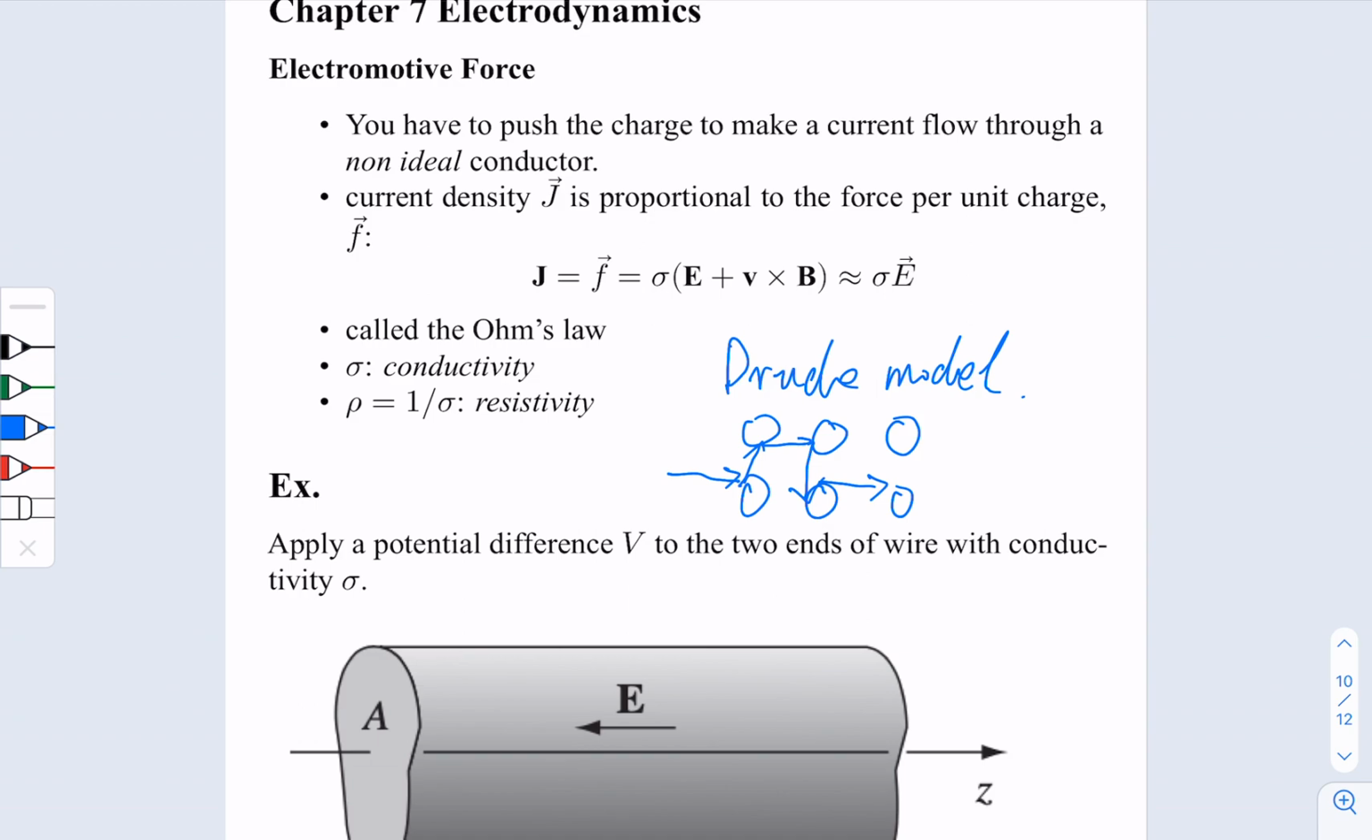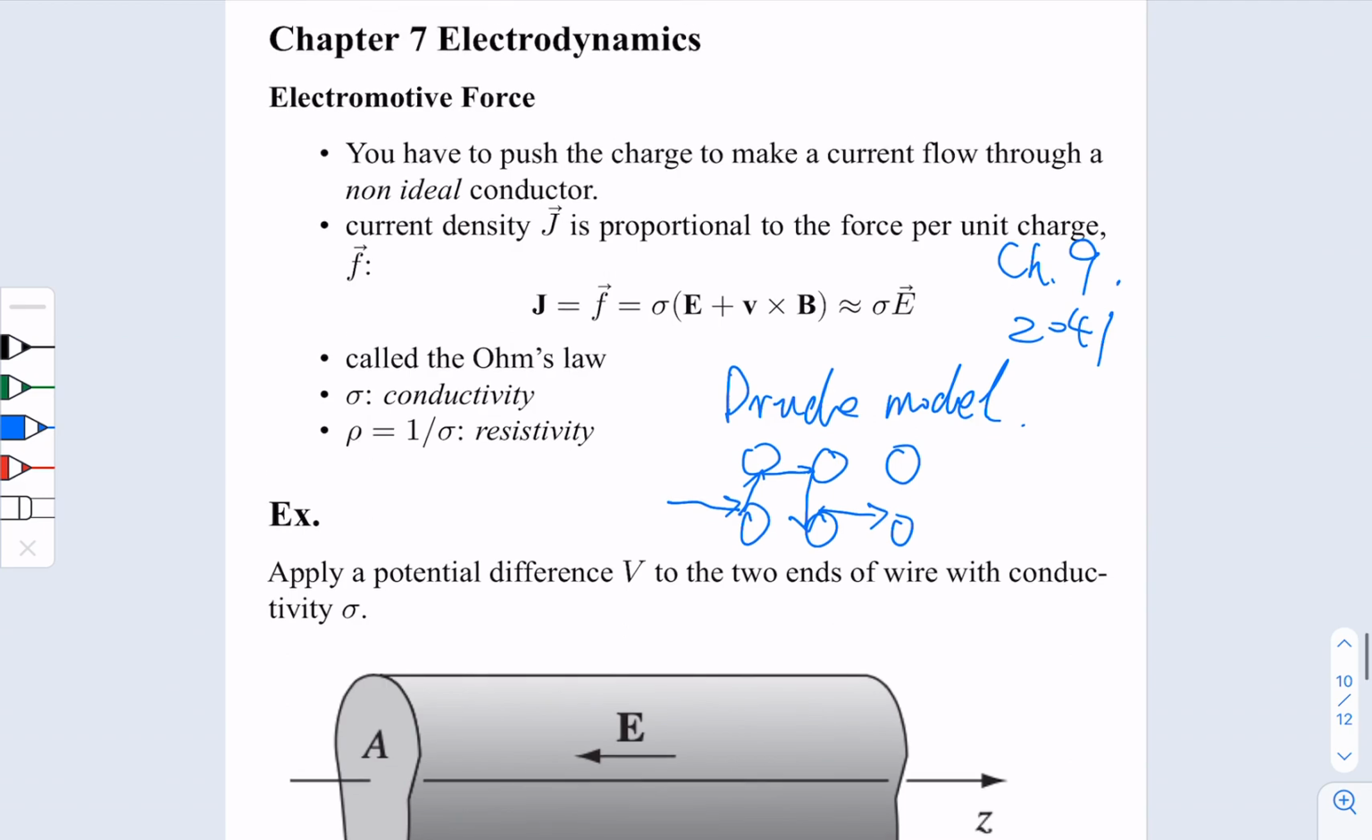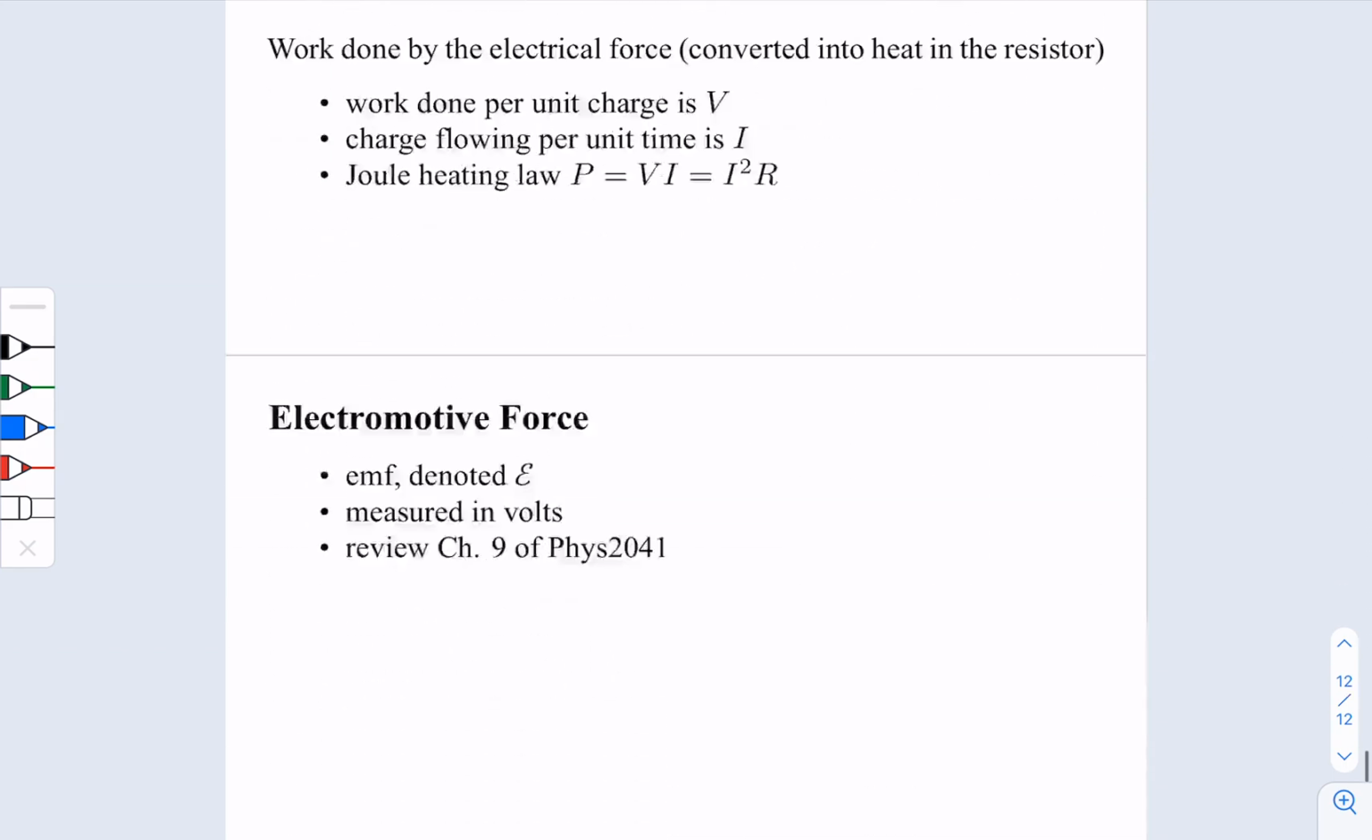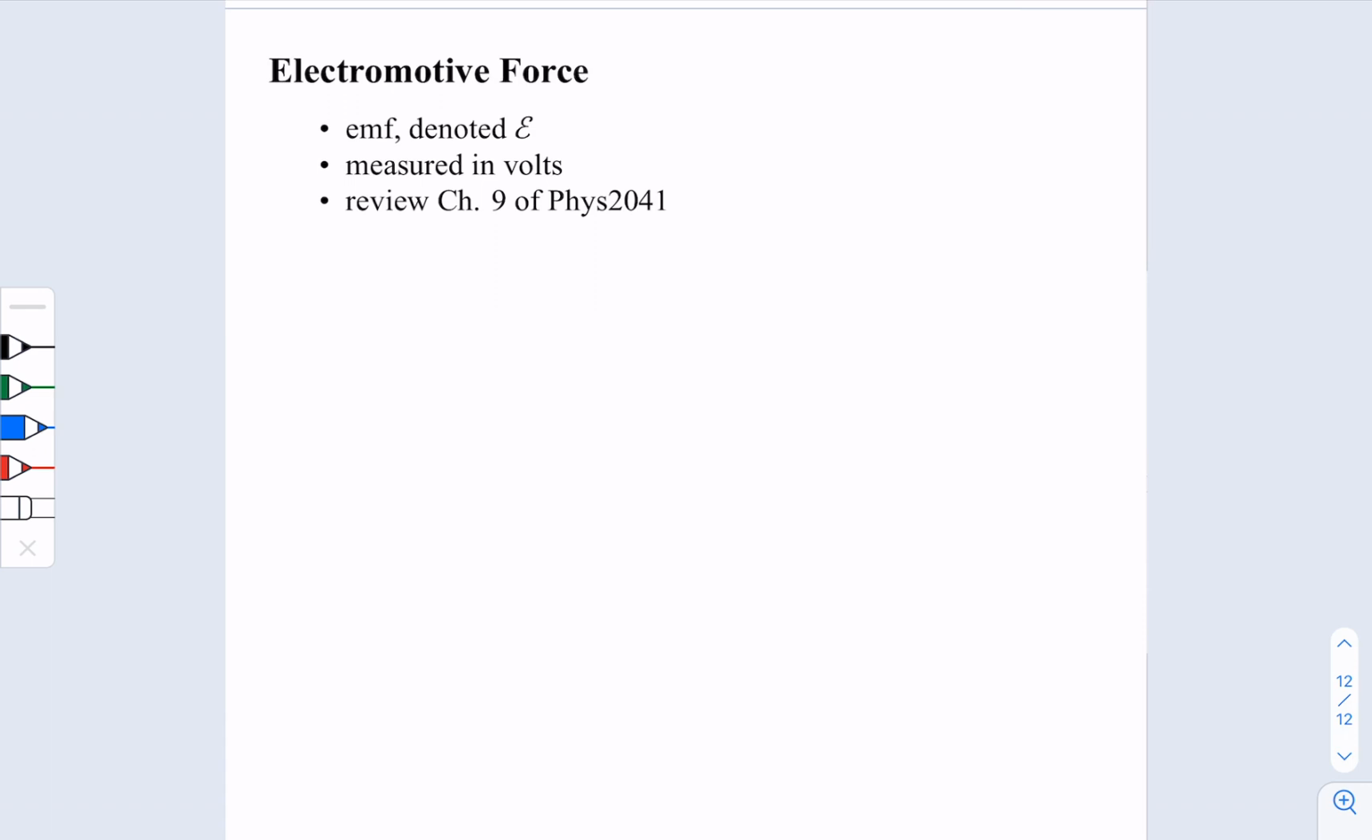So try to go back to chapter 9. You can see some discussion about the Drude model, and try to get an understanding of this Drude model from Physics 2041. In the next lecture, we will start chapter 7, and we will begin to discuss Ohm's law, and also try to review the electromotive force.